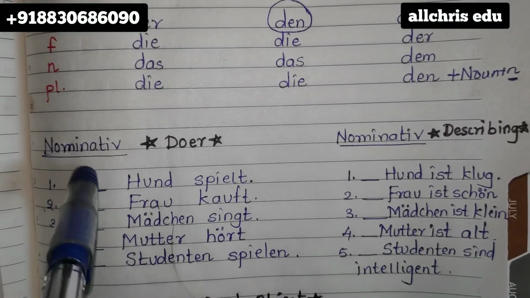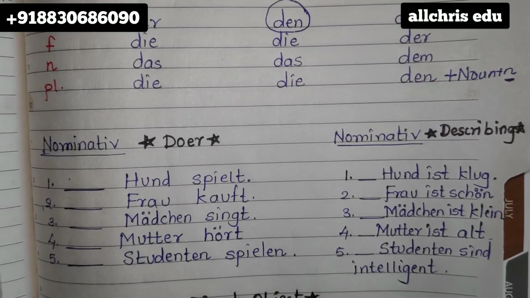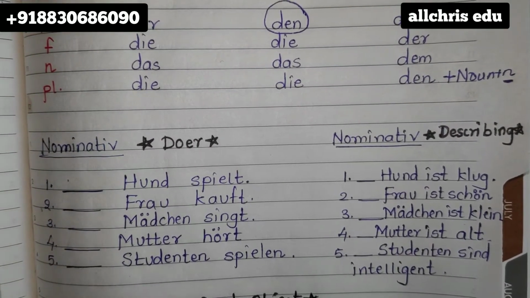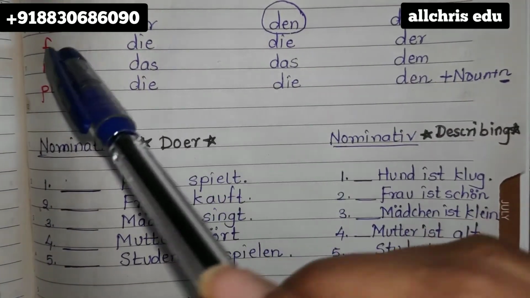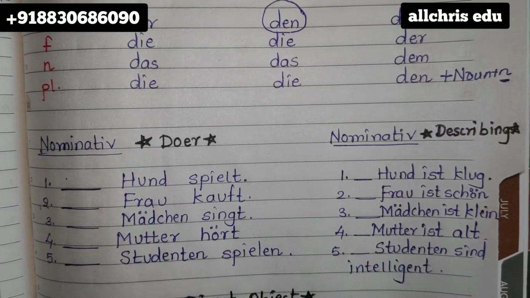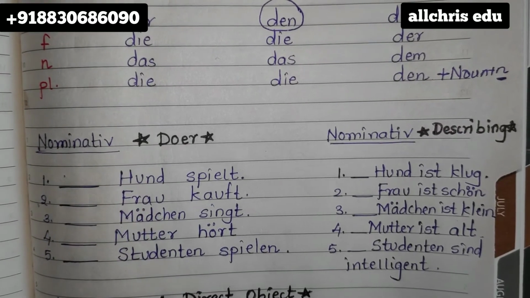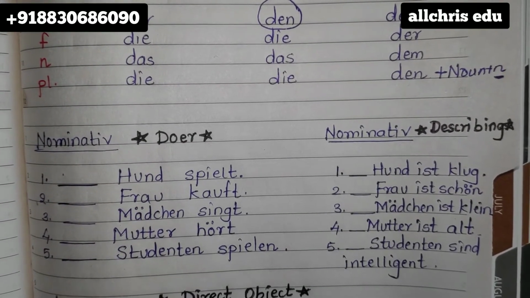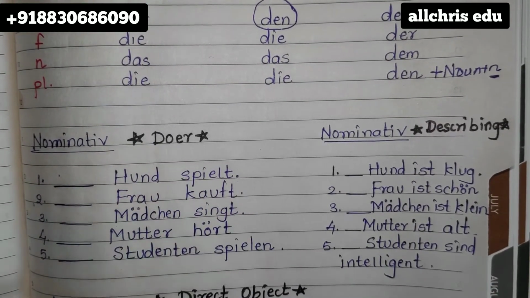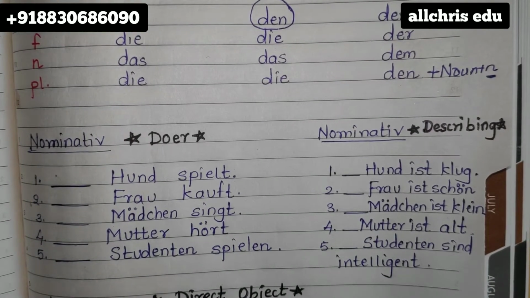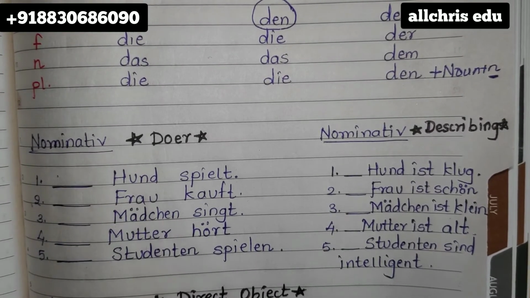Now, whenever you are writing an article over here, gender is important, I know, but case is also important because you have 3 columns: nominative, accusative, dative. So which column to write the answer from is also important. Here in all these sentences, the nouns are doing action. The noun is doing the action of playing, buying, singing, hearing, and again playing. So these are nominative because they are doing action.